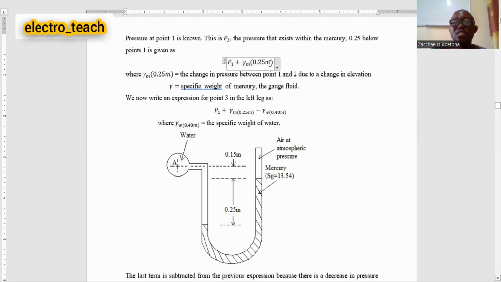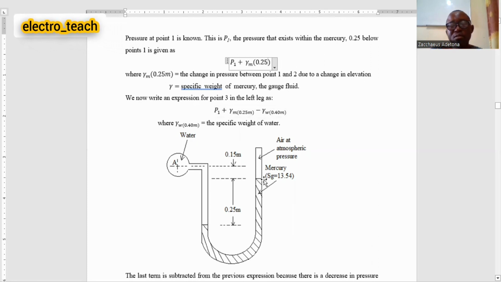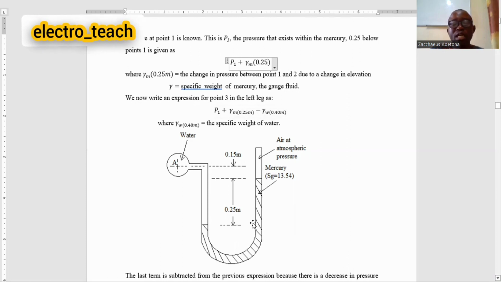The subscript m here indicates mercury. So gamma m times the distance, that is, gamma of mercury times 0.25 meters. Whatever you get there is the pressure that exists from point 1 to a depth of 0.25 inside the mercury. That is calculating the pressure that exists from the top up to that point. So we add everything together to be P1 plus gamma m times 0.25.